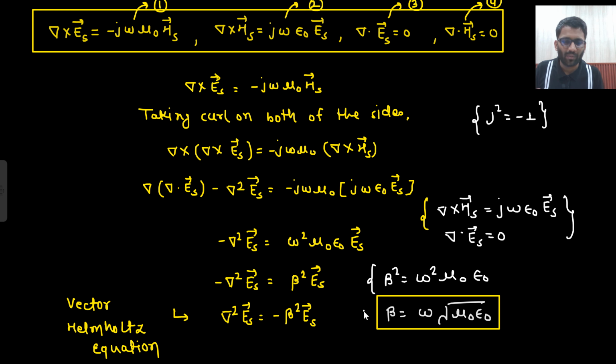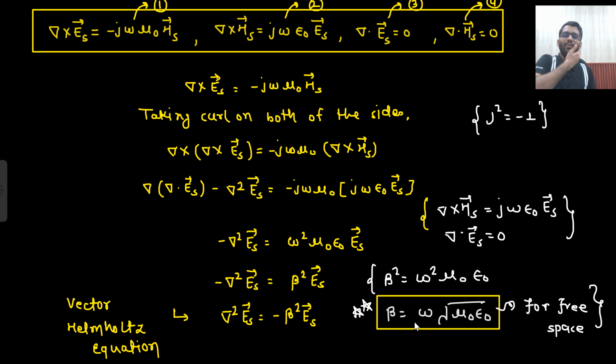So this is something you need to remember from the derivation. This is for free space only. For a different medium it would be different, which we are going to see in the later part of the video or in the next video. But beta for free space, what you have got, you need to remember. Beta equals omega root mu naught epsilon naught. You can write it down in your notebook.